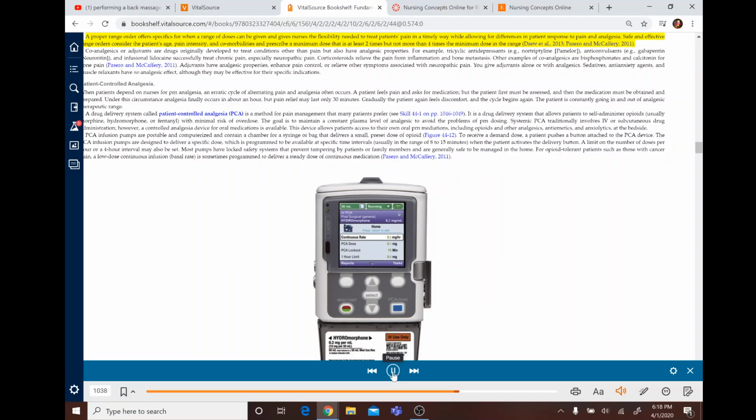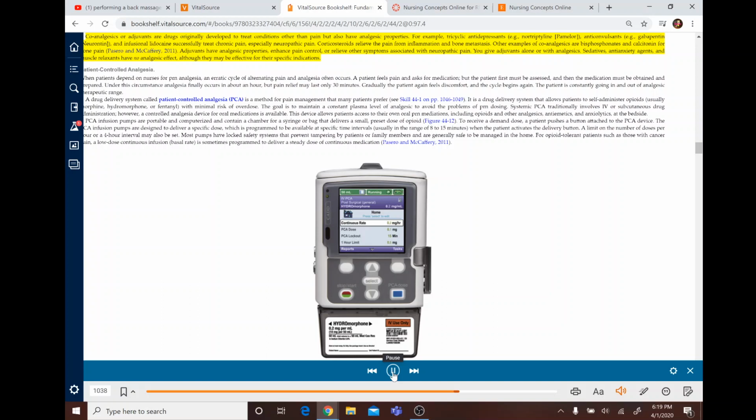A proper range order offers specifics for when a range of doses can be given and gives nurses the flexibility needed to treat patients' pain in a timely way while allowing for differences in patient response to pain and analgesia. Safe and effective range orders consider the patient's age, pain intensity, and comorbidities and prescribe a maximum dose that is at least 2 times but not more than 4 times the minimum dose in the range. Drew et al., 2013, Passero and McCaffrey, 2011.